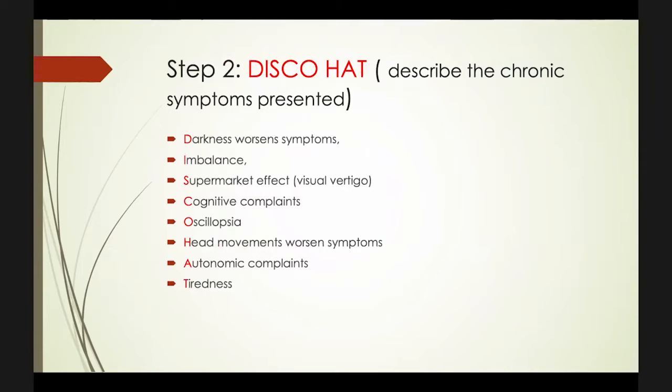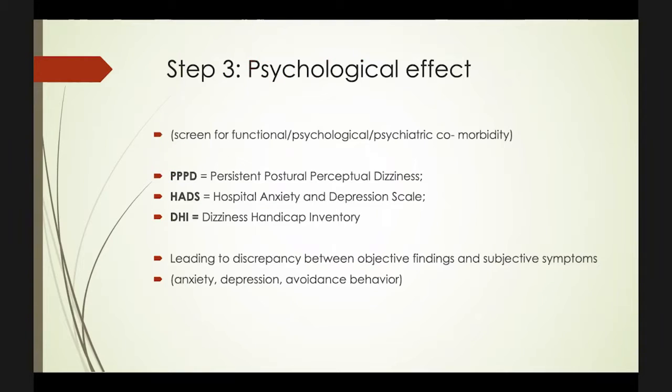Step 2, to describe the chronic symptoms, is abbreviated as DISCO HAT. D for darkness that worsens the symptoms. I, imbalance. S, supermarket effect and visual vertigo and the conflict of the visual appearance. C for cognitive complaint. O, oscillopsia, double vision. H, head movement that worsens the symptoms. A, autonomic complaint, and T for tiredness. Then step 3 is the psychological impact.